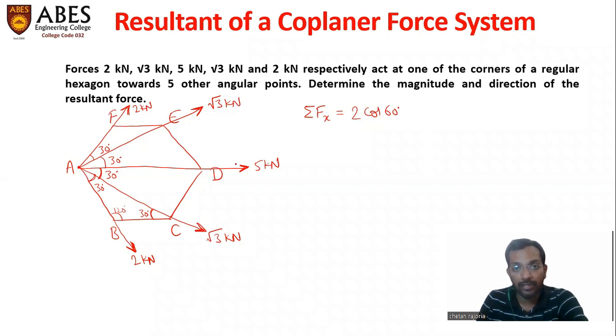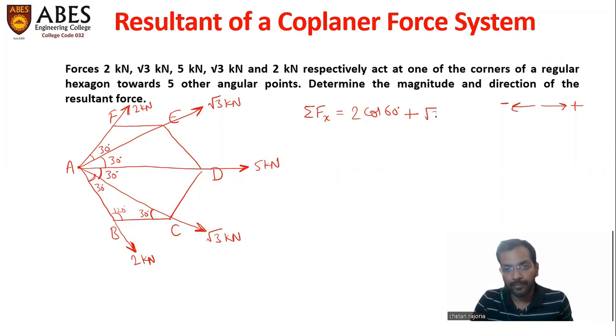In this question, we are considering the right hand side directions as positive and left hand side directions as negative, exactly as per the Cartesian coordinate system. So the horizontal resolved part of this force √3 kilonewton is also acting along the horizontal line towards the right hand side. So we will also take this resolved part as positive, plus √3 kilonewton cos 30 degree.